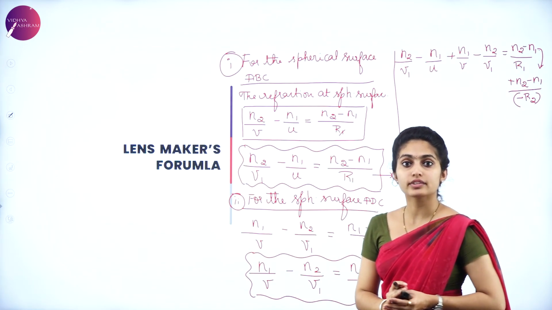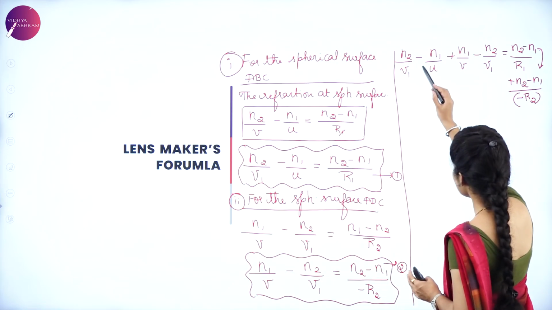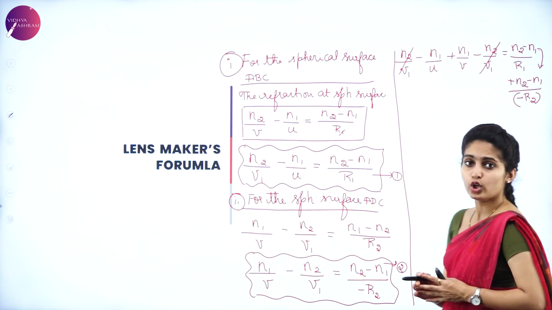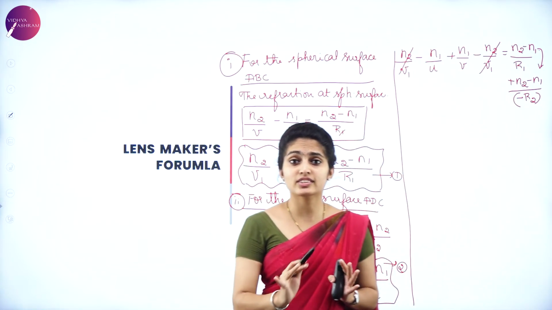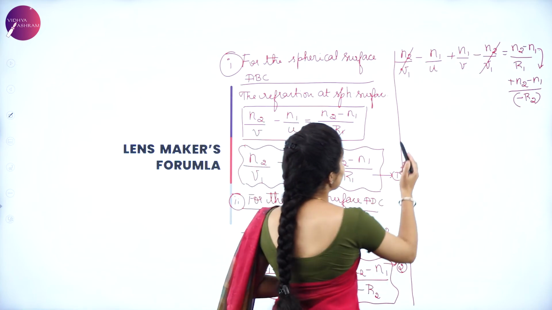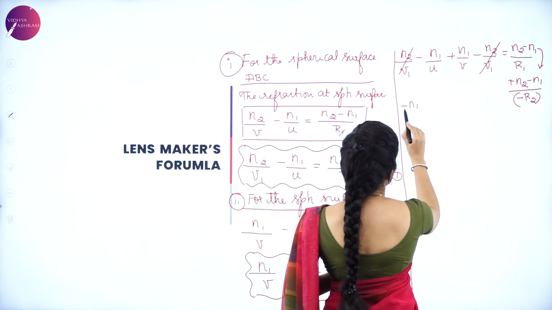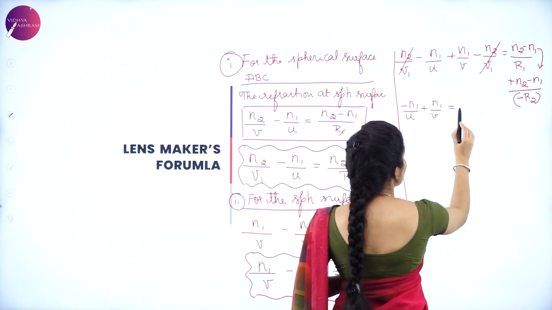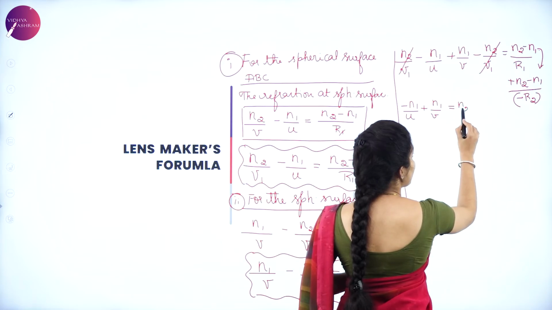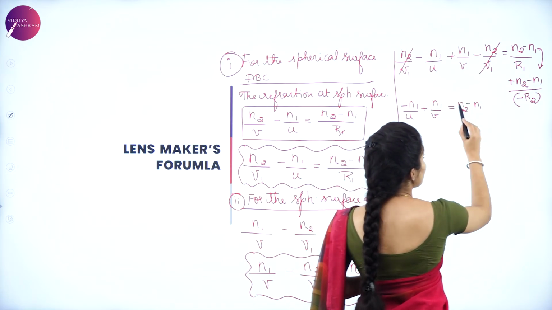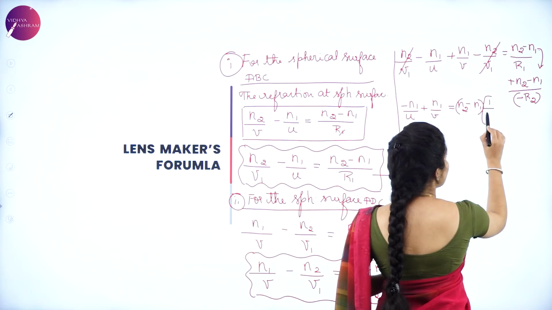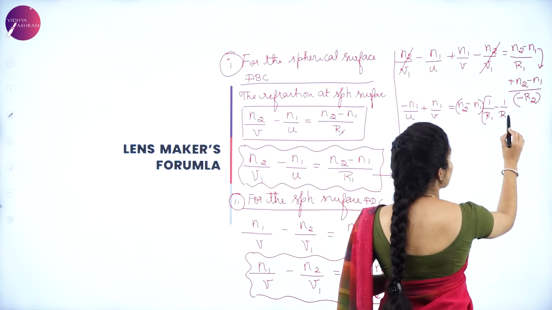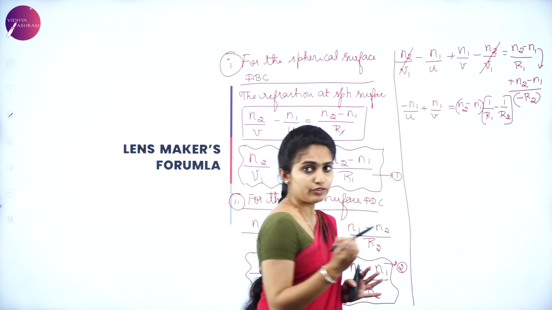Now you will have to cancel the common terms. N2 by V1 is positive and it cancels with the negative of N2 by V1. Both are one and the same, just the sign changes. So next we have minus N1 by U plus N1 by V is equal to, taking the common factor out, N2 minus N1, and what remains is 1 by R1 plus minus 1 by R2.